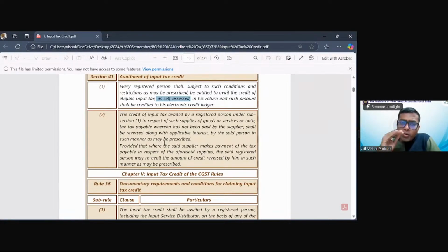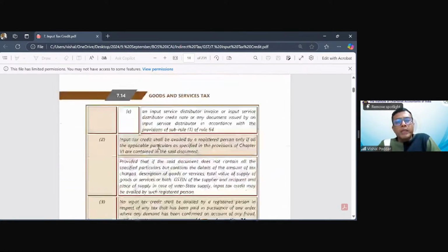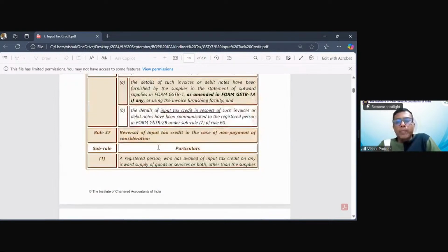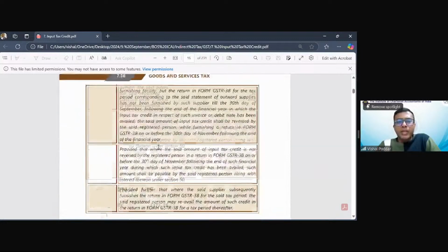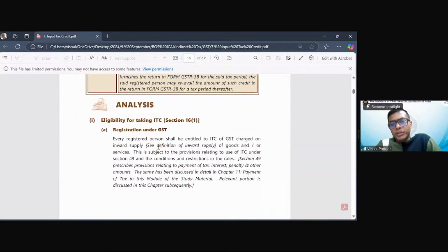I just wanted to give you a connected feeling that 16 and a complementary condition is in 41 also. So 16 entire section, 17, 18, these three together decide what is eligible credit. Then 41(1) says this eligible credit, you show it in your returns and it will be added to your credit ledger. But remember, it is not final, it is temporary, it is self-assessed. Along with this, we have different rules which we need to check because different rules have given different conditions, 36, 37, 37A, etc. So we'll study all this.